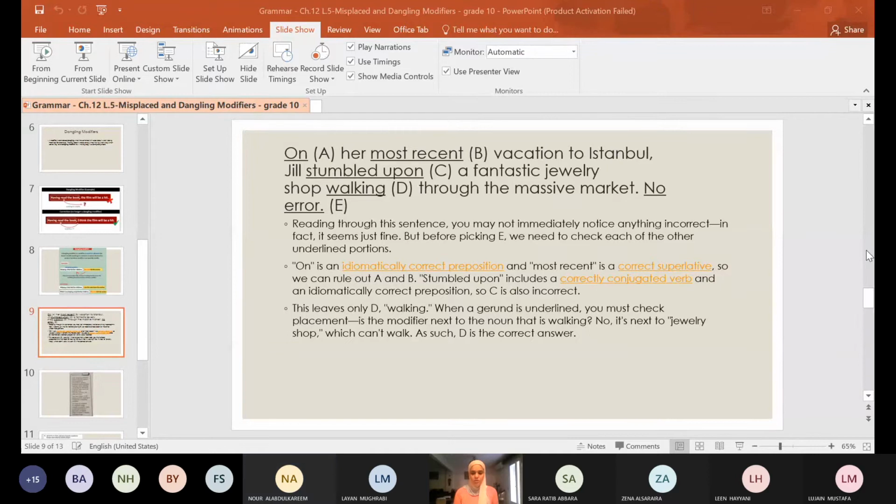13, Noor Bilal. Yes, miss. David wondered about the cause of earthquakes in science class. David in science class wondered about the cause of earthquakes. Excellent.